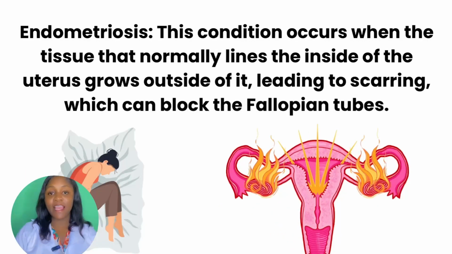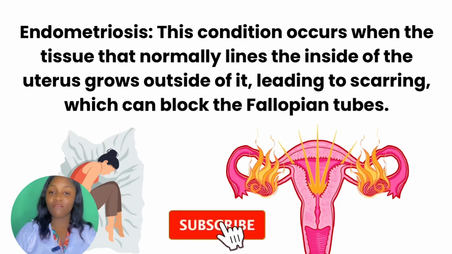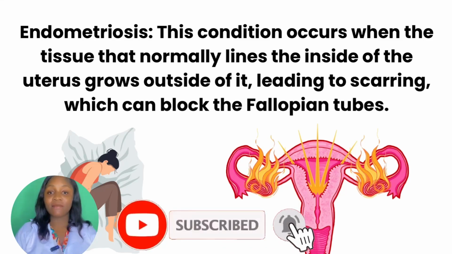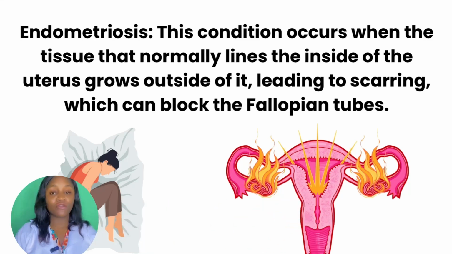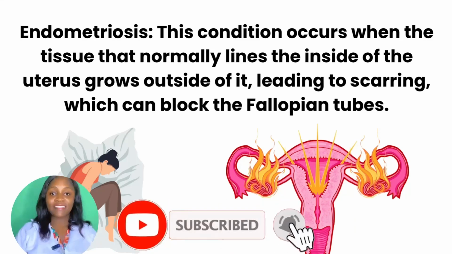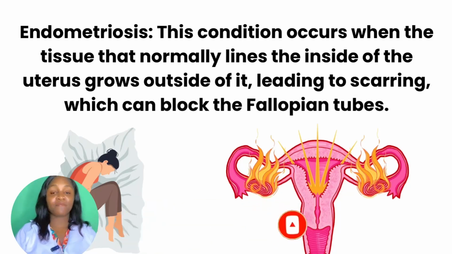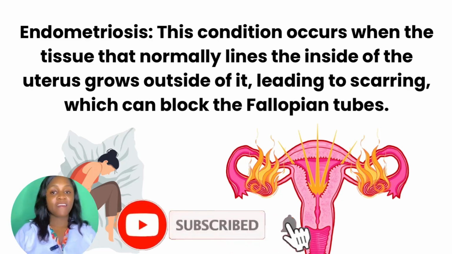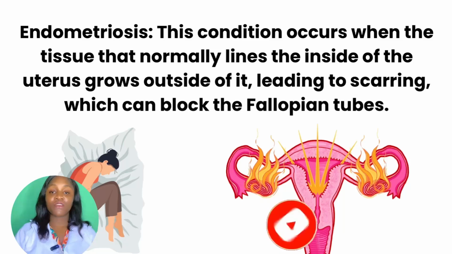The next one is endometriosis. This is a condition where the uterine tissue that normally lines the inside of the uterus grows outside of it, leading to scarring, which can block the fallopian tubes. When the tissue lining your endometrium is now in the fallopian tube, it can cause blockage in those areas.